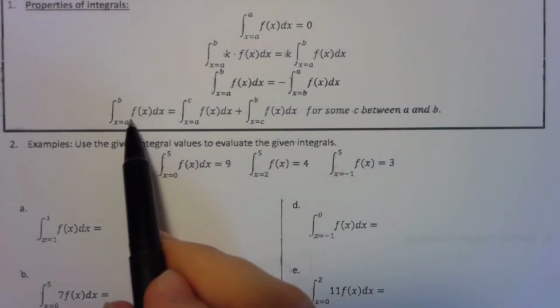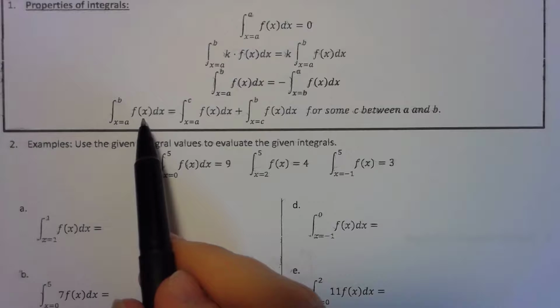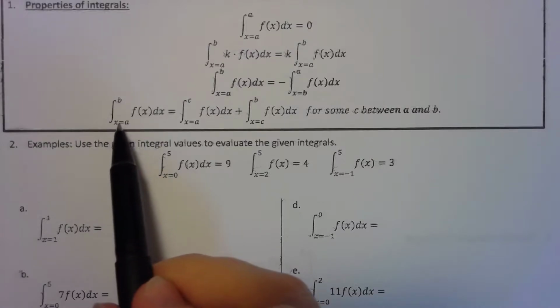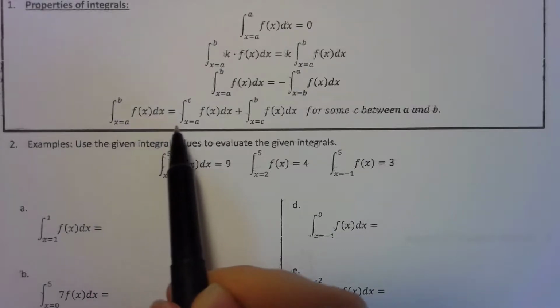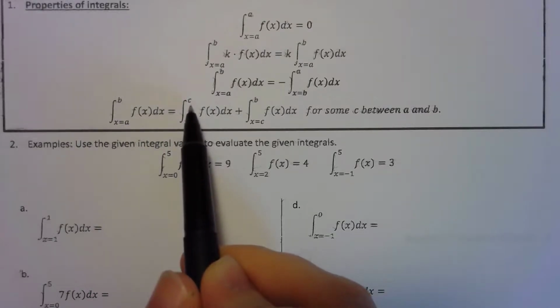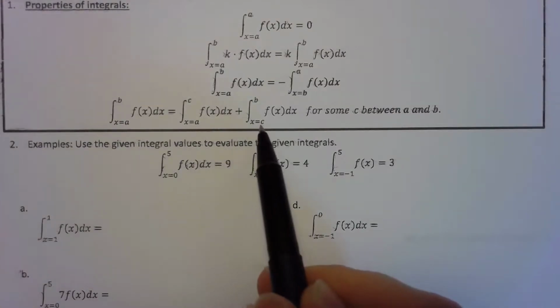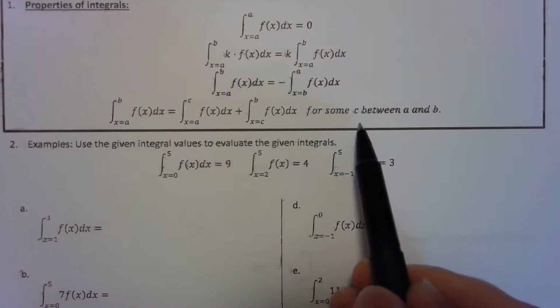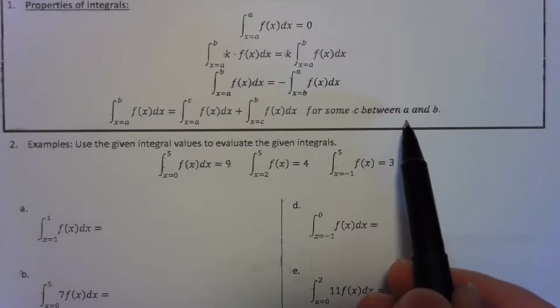This one here simply allows us to look at, again, multiple different pieces all combined together. So if I've got an area under the curve of f of x from a to b, then this is the same thing as the area under the curve from a to c, then adding to that the area from c to b, assuming that c has to sit somewhere between a and b.